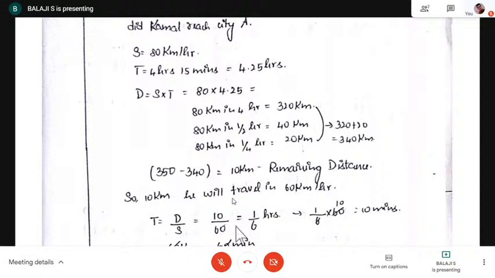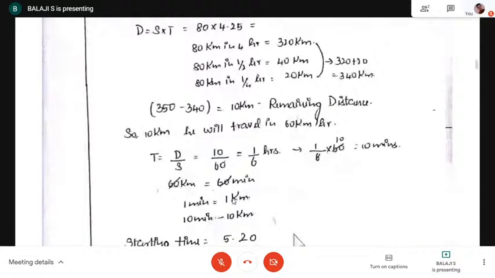Now this is a normal conversion. 60 kilometers in 1 hour, that is 60 kilometers equals 60 minutes. We cancel this, then he travels 1 kilometer in 1 minute. Then in 10 kilometers, how many minutes does he travel? Multiply by 10 on both sides, we'll get 10 minutes. Or you can do the normal cross method. If you put x here, you can easily get 10 minutes.